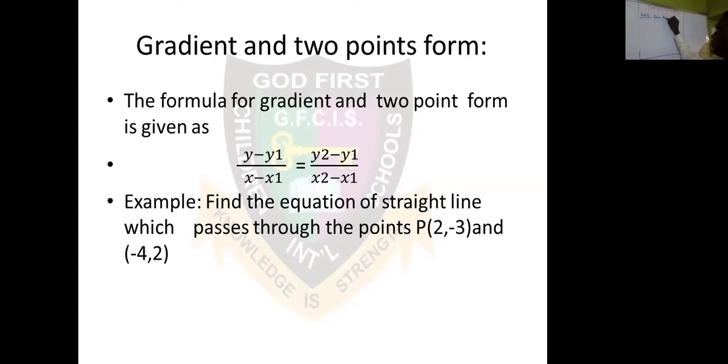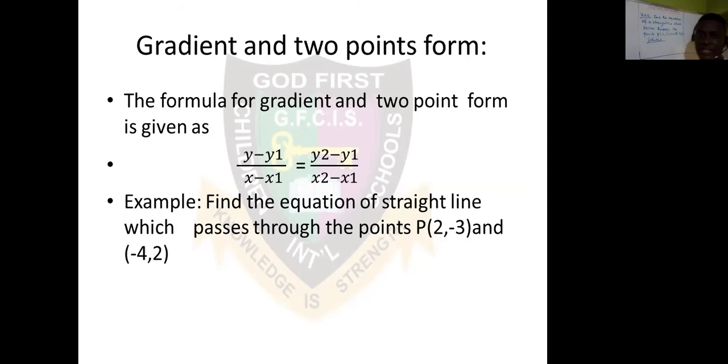Find the equation of a straight line which passes through the points P is equal to (2, -3) and (-4, 2). So, solution.